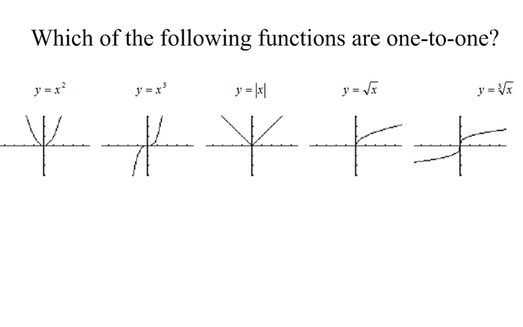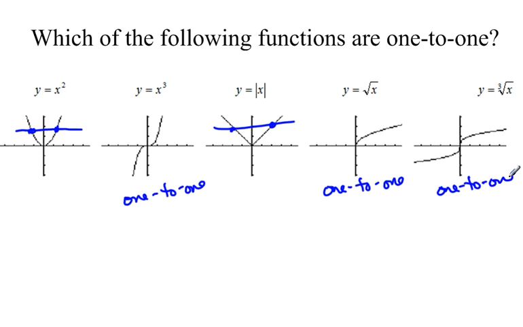All right, so let's look at our parent functions, and here they are. Which ones are one-to-one? Well, this one fails the horizontal line test. This one looks good, one-to-one. This one also fails the horizontal line test. This one's good, so it's one-to-one. And this one as well is one-to-one, which is to say they pass both the horizontal and vertical line tests.